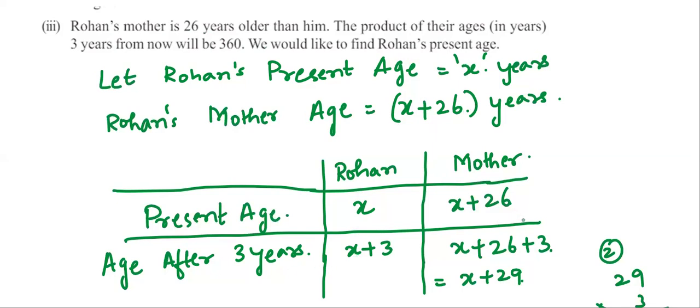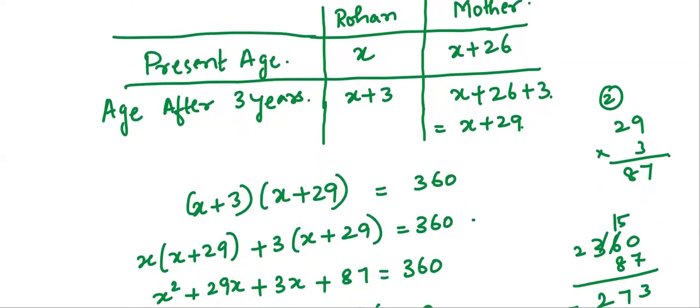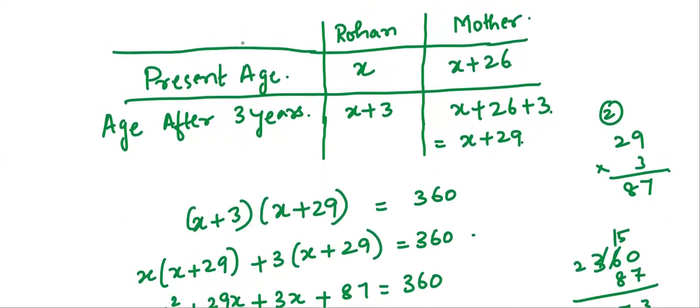And what will be the mother's age after 3 years? The present age is x plus 26, so add 3 to it. So x plus 26 plus 3 will become x plus 29. Now using this table, try to form an equation. What is given? After 3 years, the product of the ages is equal to 360. So Rohan's age will be x plus 3 and his mother's age will be x plus 29. So (x plus 3) into (x plus 29) is equal to 360. Now use the distributive property, remove the brackets and solve it. We will get the required equation.